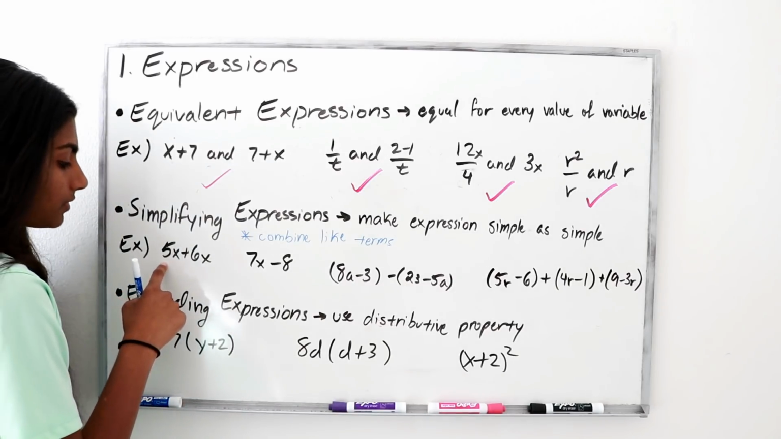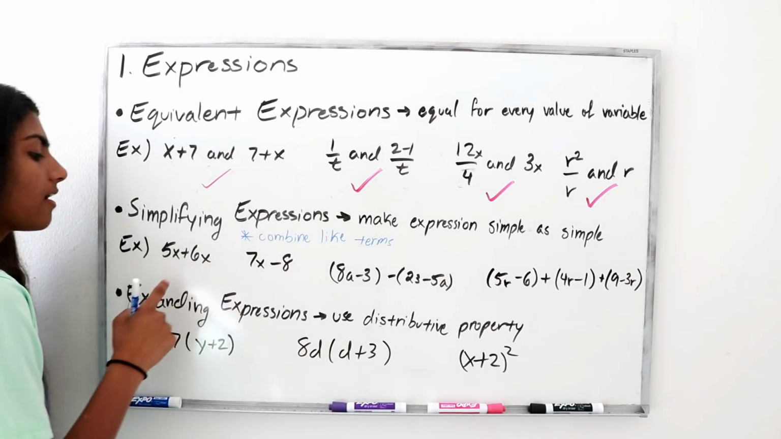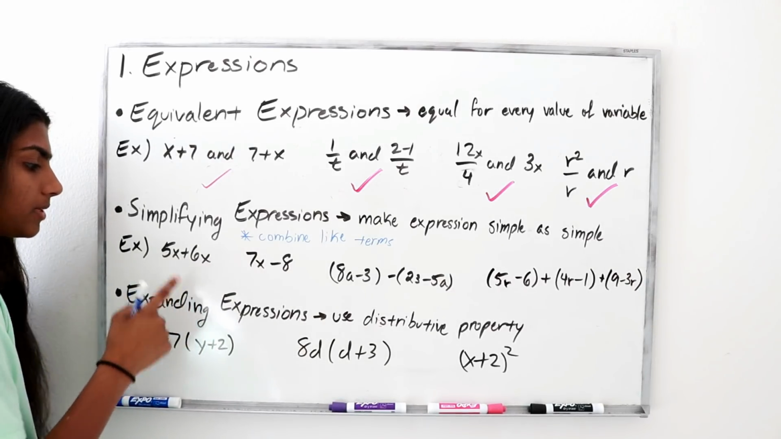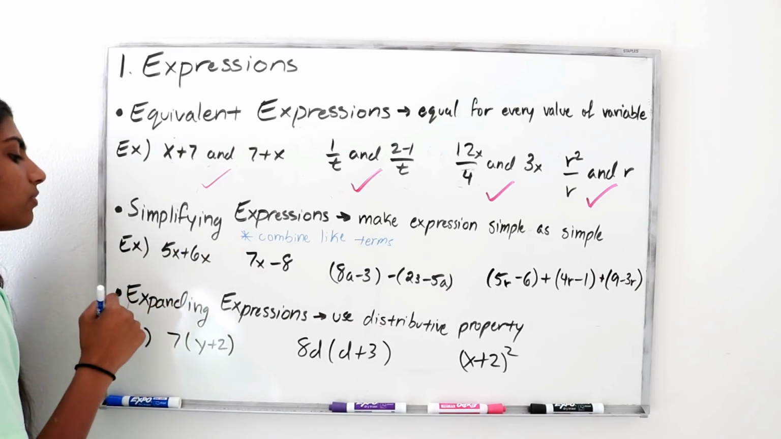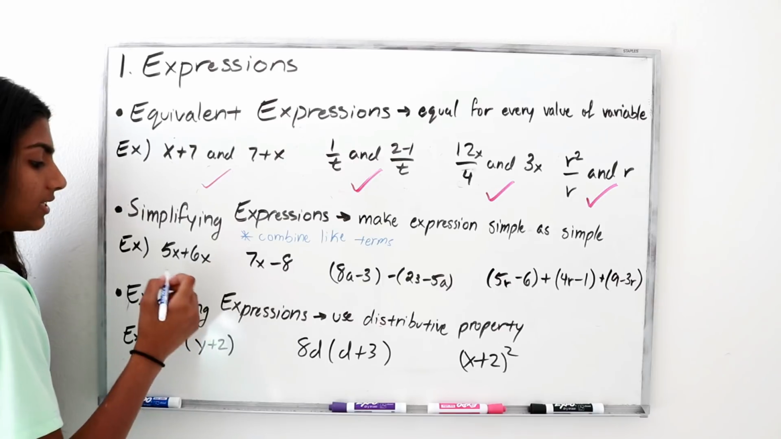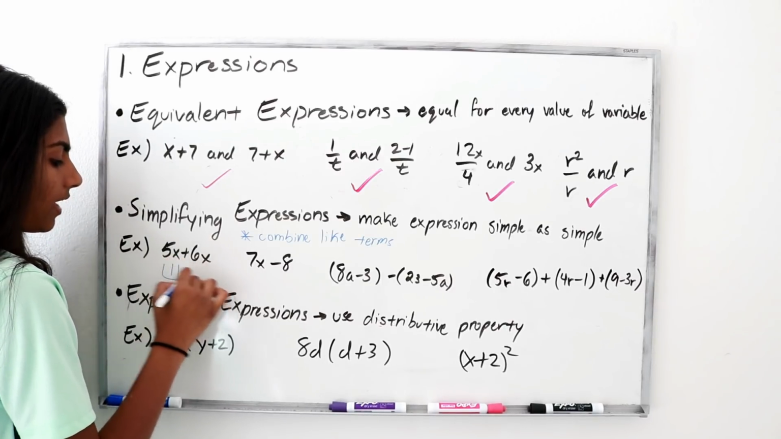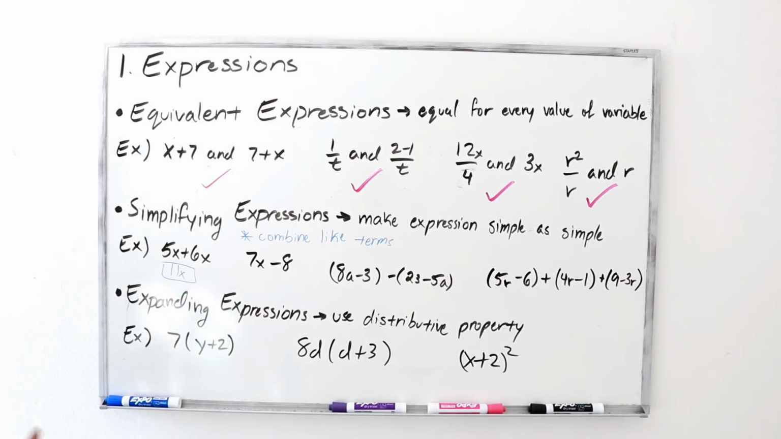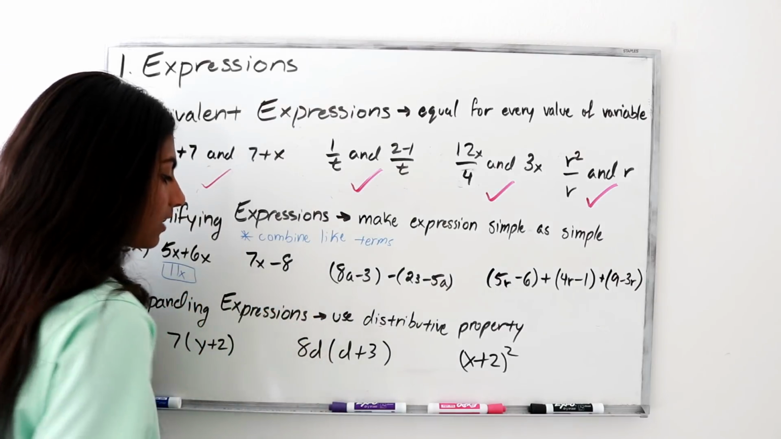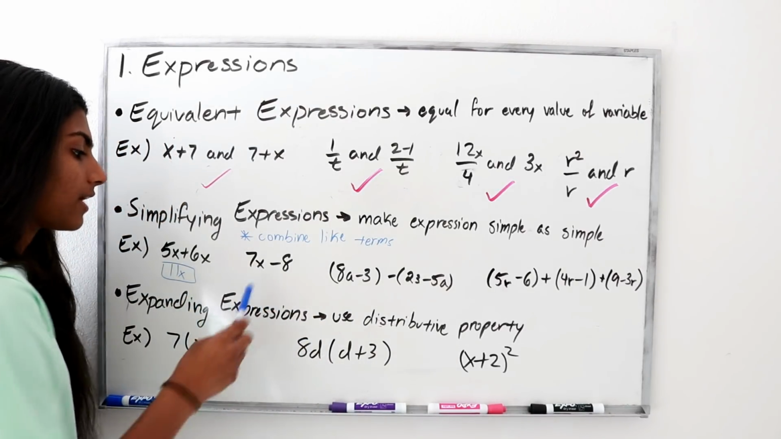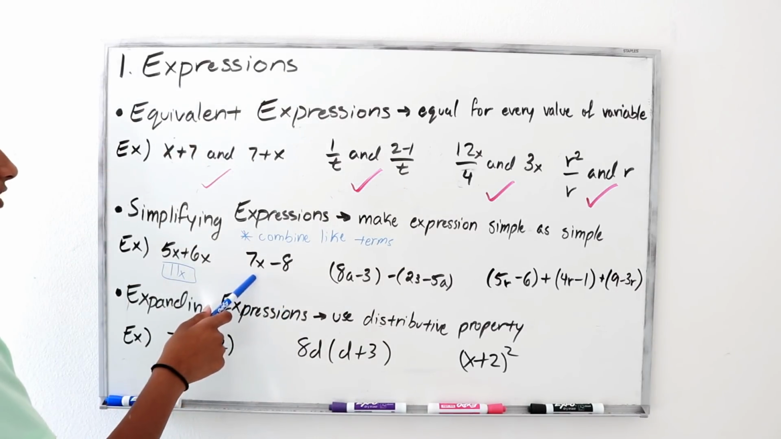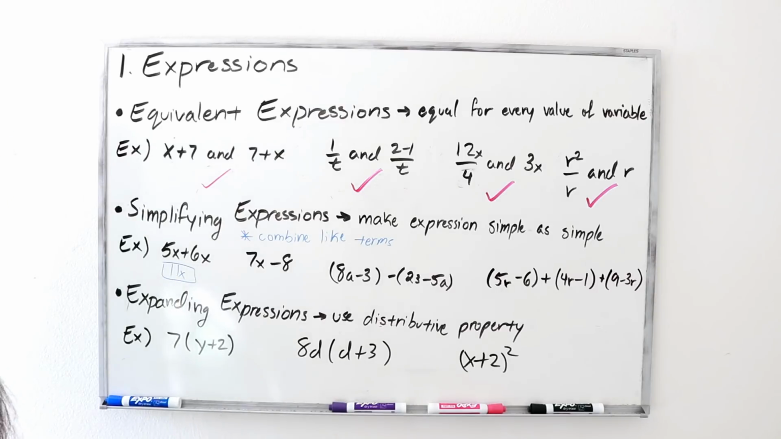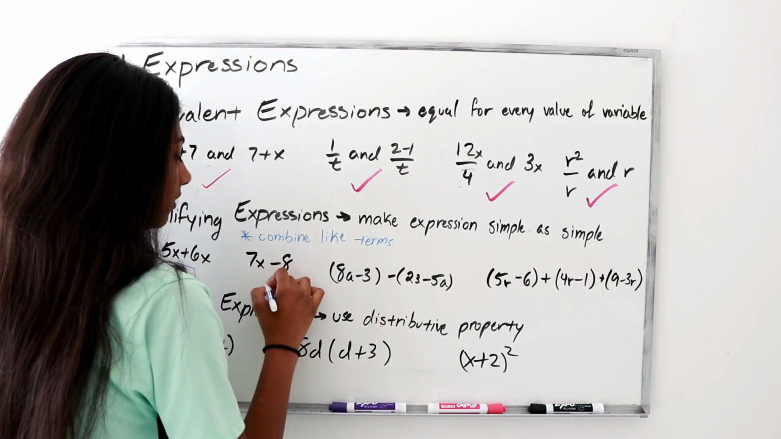So if you see here, we have 5x plus 6x. So 5x is a term and 6x is a term. And we know that they're like terms because they both have the variable x in it and a coefficient before. So we can add 5x and 6x to get 11x. And that is our simplified expression. Now let's look over here. 7x minus 8. Alright, so our terms here are 7x and 8. And we know that they're not like because this has a coefficient and this is just a constant. And that means that there's nothing we can do to make it more simple. So this is already simplified.